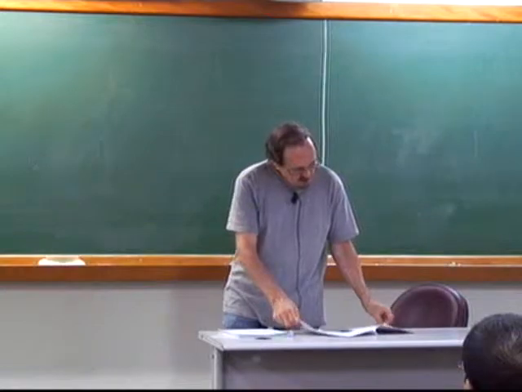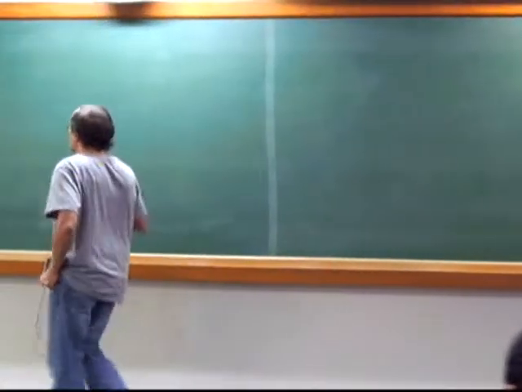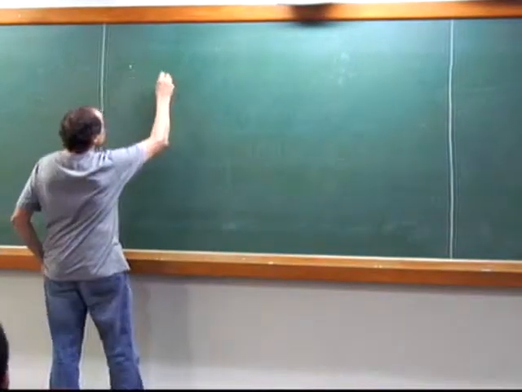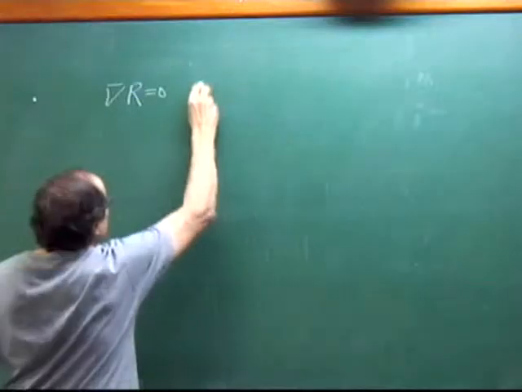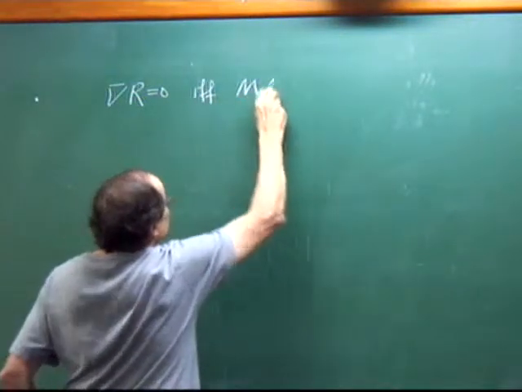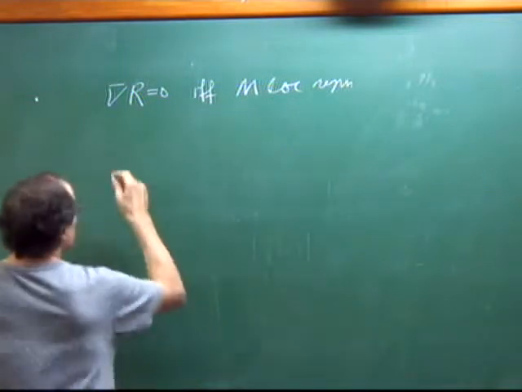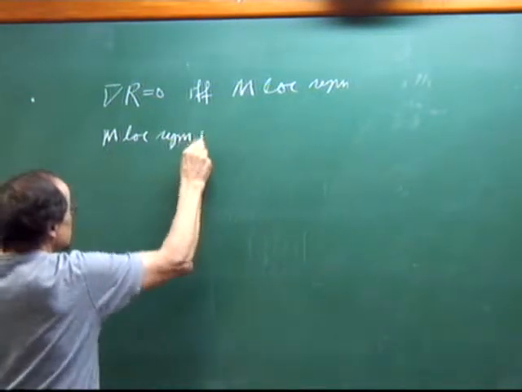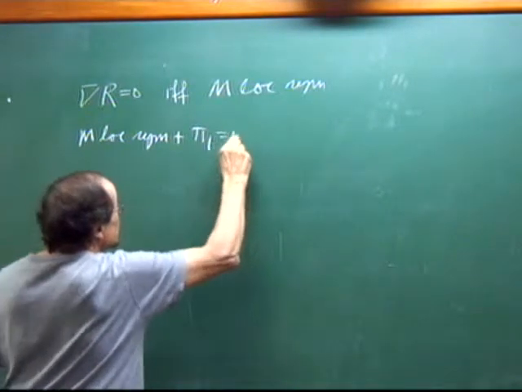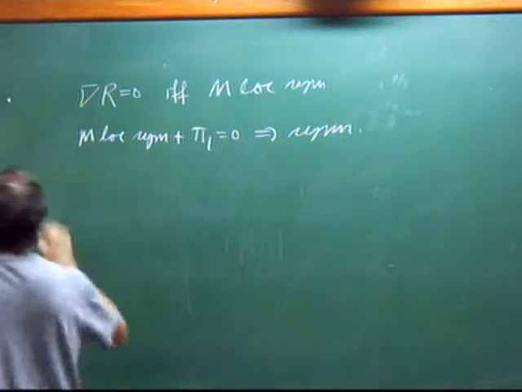Okay, so what did we do last week? I'll remind you of two things, maybe. One was we showed that R is parallel if and only if M is locally symmetric. Another fact was that if M is locally symmetric plus simply connected, this implies symmetric. This is the second fact.